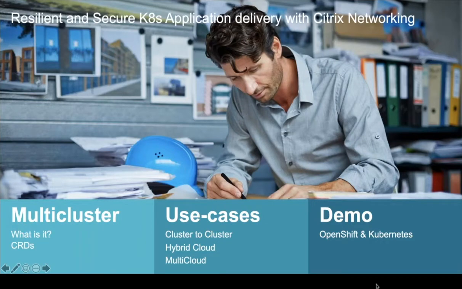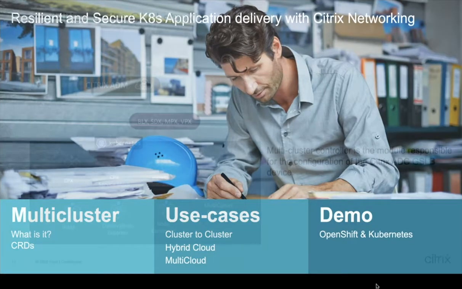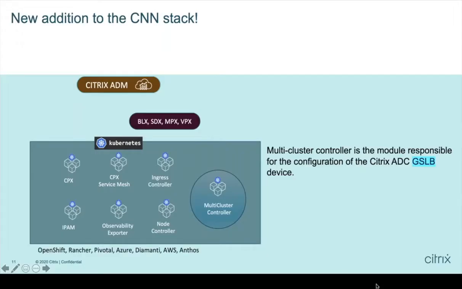multi-cluster solution for delivering the resilient and secure Kubernetes application for various use cases, which I'm going to cover. So I'm going to start by just introducing what is this multi-cluster and how does it fit into our portfolio. You have seen this picture before. We showed you those 6 components: CPX, service mesh, ingress controller, IPAM, observability exporter, node controller.